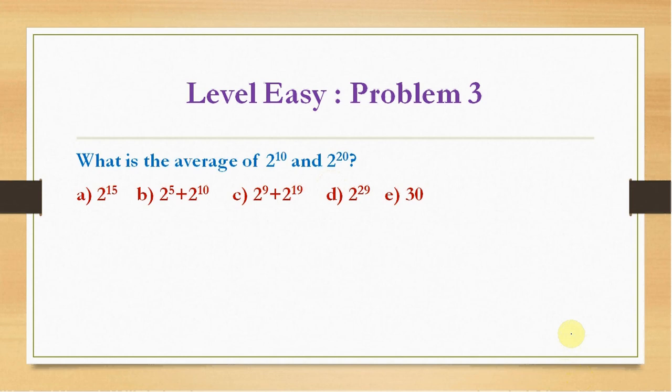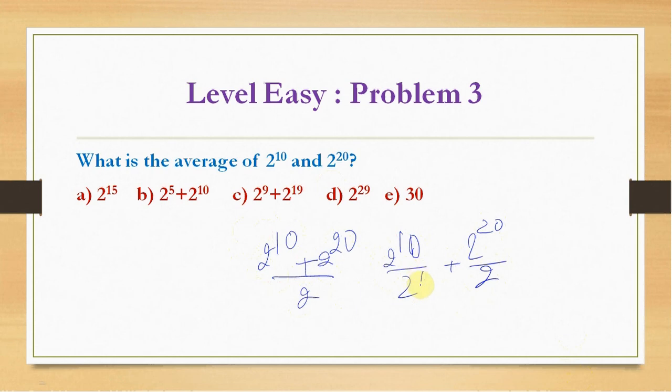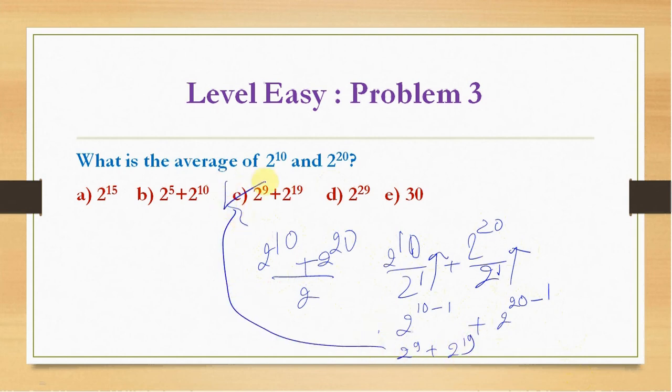So now let us take one other example. In this case we have to find the average of 2 to the power 10 and 2 to the power 20. So we divide it by 2 and we just simplify 2^10 by 2 plus 2^20 by 2. So 2 is 2 power 1. We take this 2 to the numerator, and here also to numerator. This becomes 2 power 10 minus 1. This becomes 2 power 20 minus 1. So this is 2 power 9. This is 2 power 19. So answer C is the correct option.